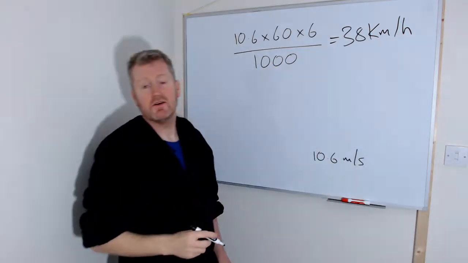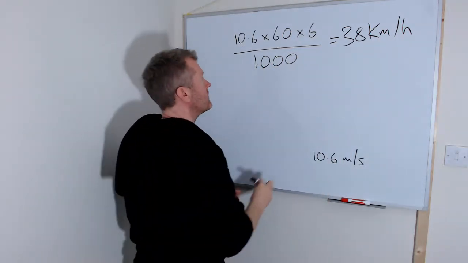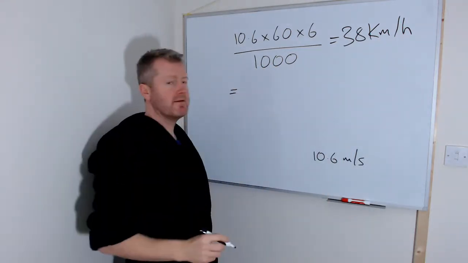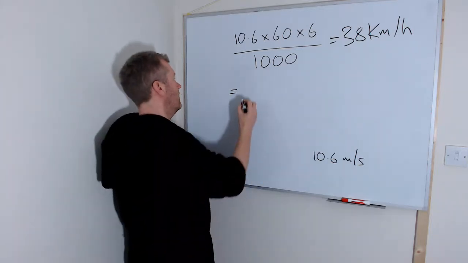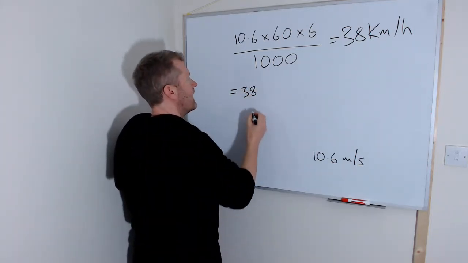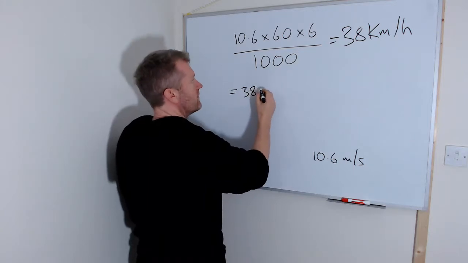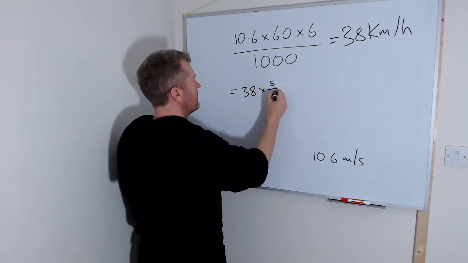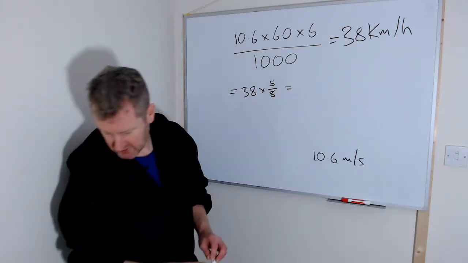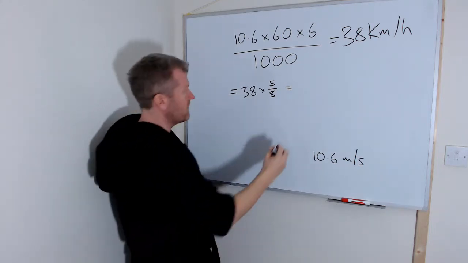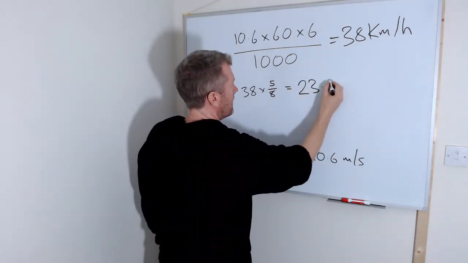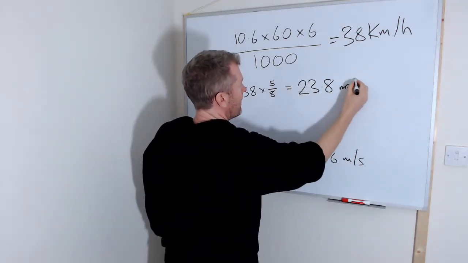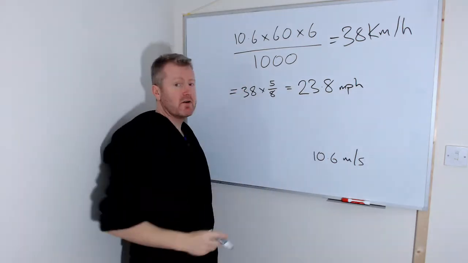We live in England, we still use miles. So what's that in miles? Well, we'll use the 5/8 rule. It's not 100% accurate, but it's less than 1% out. So we use that times 5/8 gives us 23.8 miles an hour. Miles per hour. Now luckily I was in a 30, so I was well within the limit.